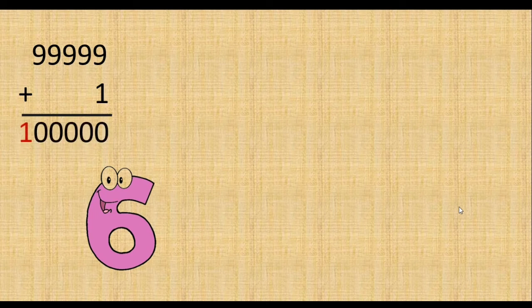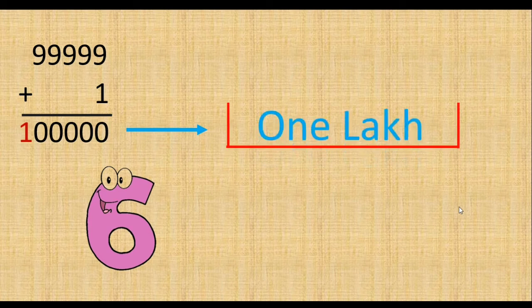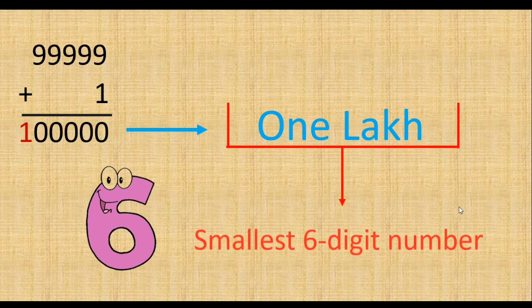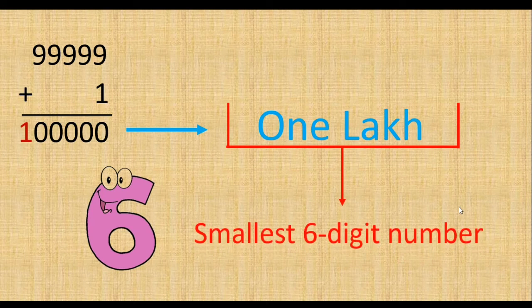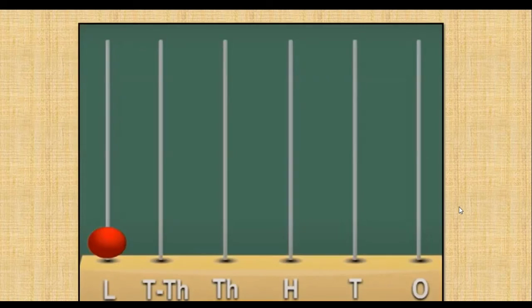Adding 1 to this 99,999, we get 100,000, and we read it as 1 lakh. And this happens to be the smallest 6-digit number. And if you observe, digit 1 is at the lakhs place. And this also can be represented on abacus.